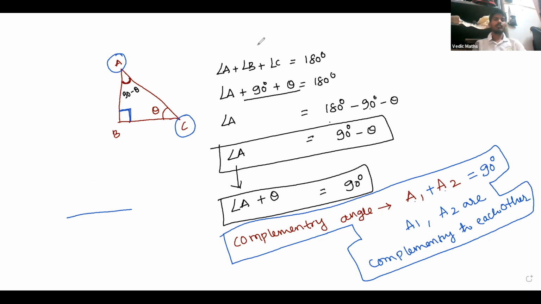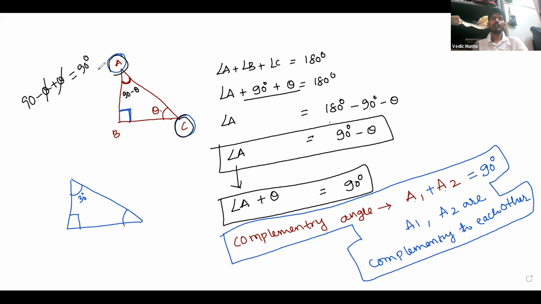That means, suppose, let us see, this is 30. Then this one, how much? What I said, whatever angles you are taking, add together, the sum must be equal to 90. Then only we can say that those two angles are complementary to each other. So I said that this A and this C are complementary to each other. That means if you add together 90 minus theta plus theta, theta cancels out, you are getting 90. So angle A and angle C are complementary to each other.